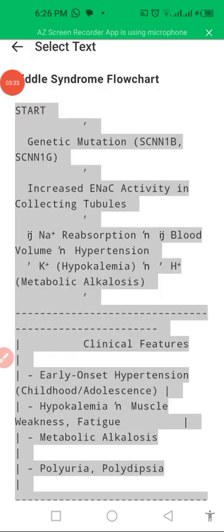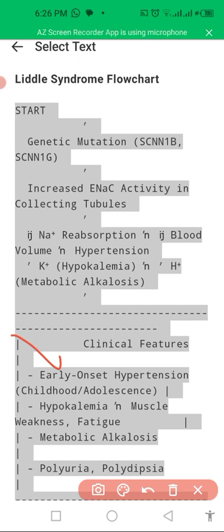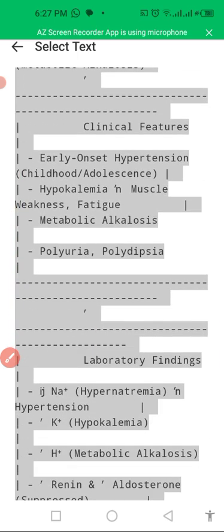Okay, so now we are going to look at Liddle syndrome. Liddle syndrome has the clinical feature of early onset hypertension. Now what happens is there is excessive sodium absorption and loss of potassium that leads to a hypokalemic state. When more sodium is absorbed, there will be metabolic alkalosis because excessive potassium is going out of the body. So in this way, the Liddle syndrome patient presents with polyuria and polydipsia as well.